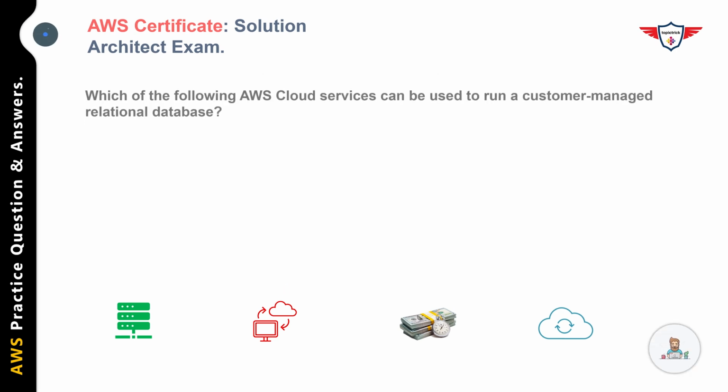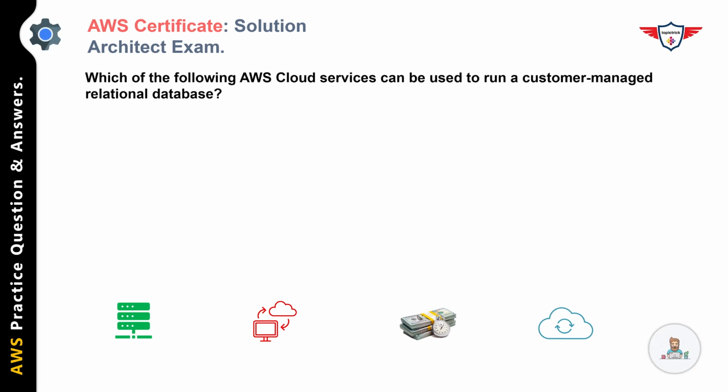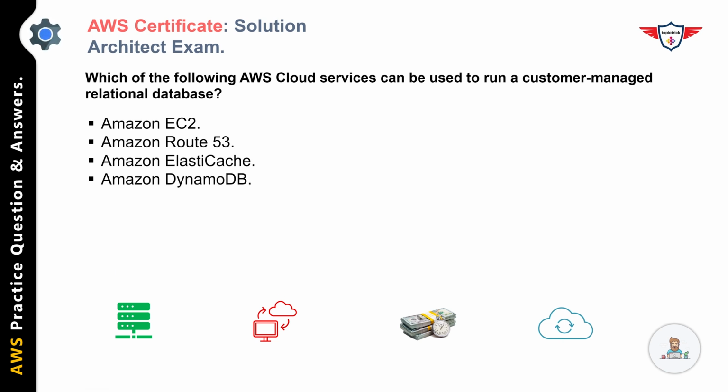Which of the following AWS cloud services can be used to run a customer managed relational database? And your options are Amazon EC2, Amazon Route 53, Amazon ElastiCache, Amazon DynamoDB. And the correct answer is Amazon EC2 instance because it provides a virtual computing environment that can host a wide variety of applications including relational databases.